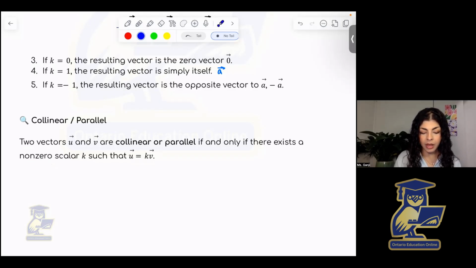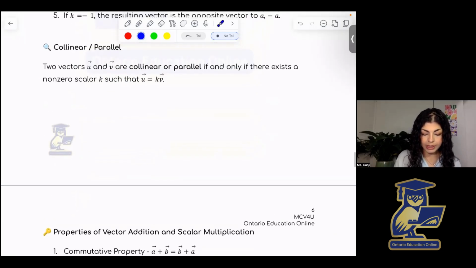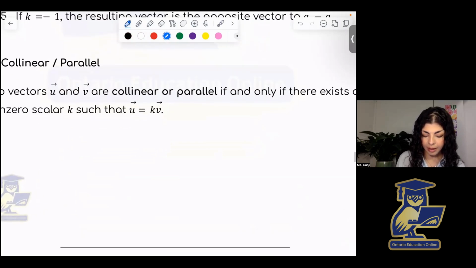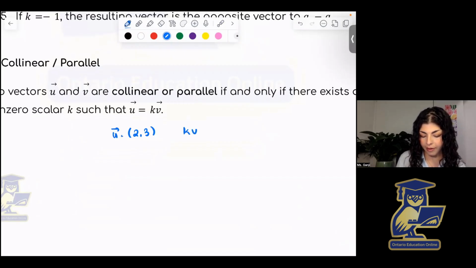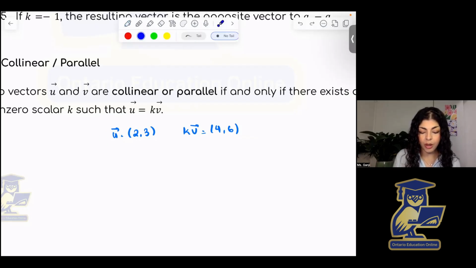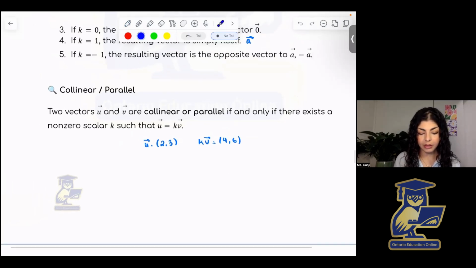That's why we need to have a non-zero scalar. For example, we will see this later when we do algebraic vectors, but if u is (2, 3) and k v is (4, 6), then we know that k is 2, pretty much double or 2 times u, so these two are collinear or parallel vectors.